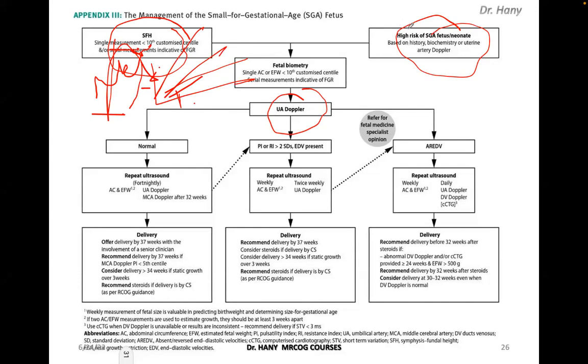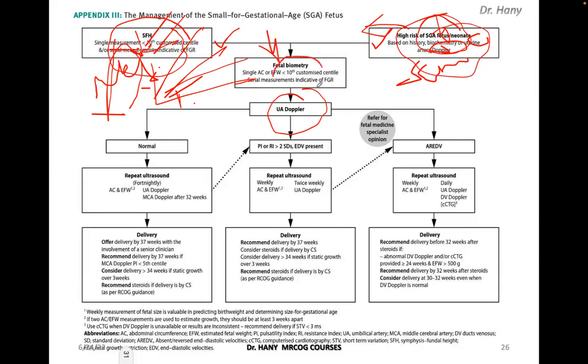Otherwise, on history, previous small for gestational age or preeclampsia, history based, or biochemistry, low PAPP-A, or uterine artery Doppler. All these are screening, by measurement at the midwife, or screening by chemicals or history. This is screening and this is screening. From here, I will start the treatment.